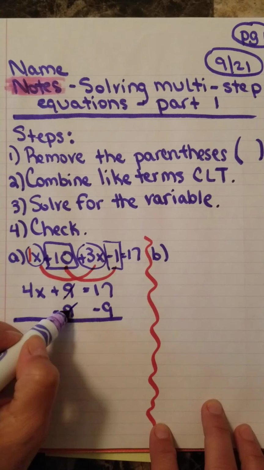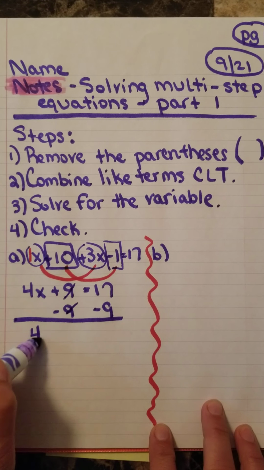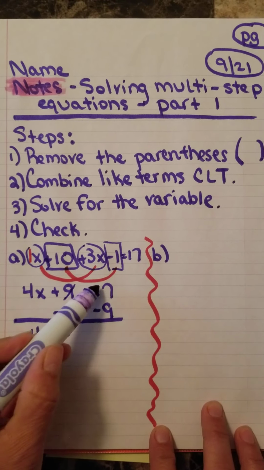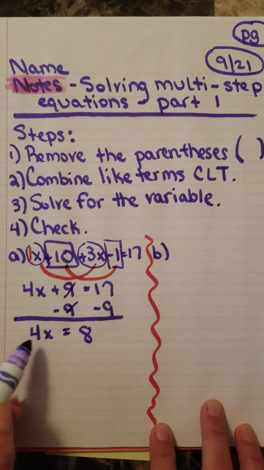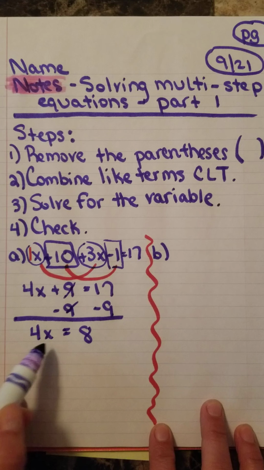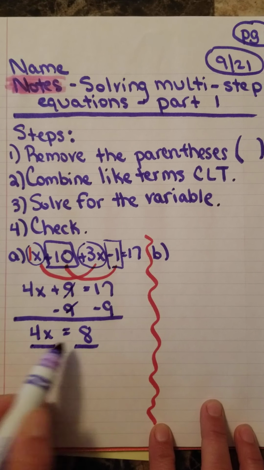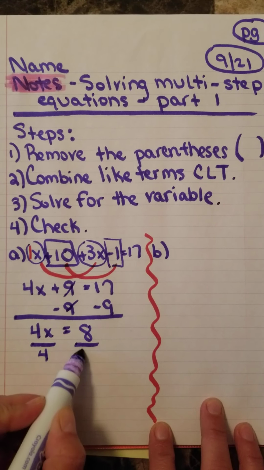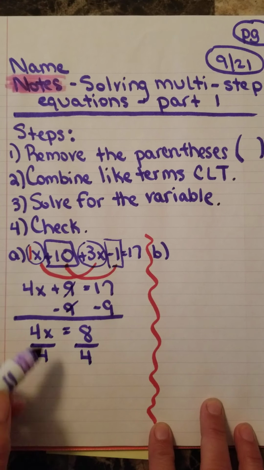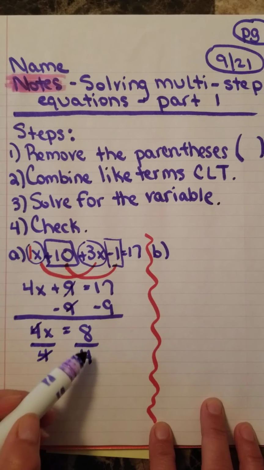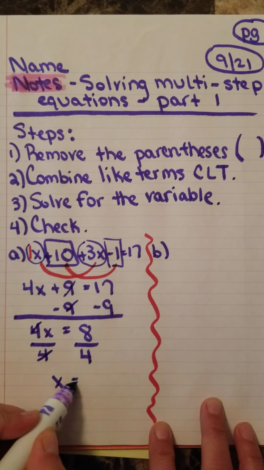9's cancel out. We bring down the 4x. And we get 17 minus 9 is 8. Last step, you see multiplying by a number, so we're going to divide by that number. We're multiplying by 4, which means to divide by 4. You do the same thing to both sides of the equation. 4's cancel out. 8 divided by 4 is 2, so x equals 2.